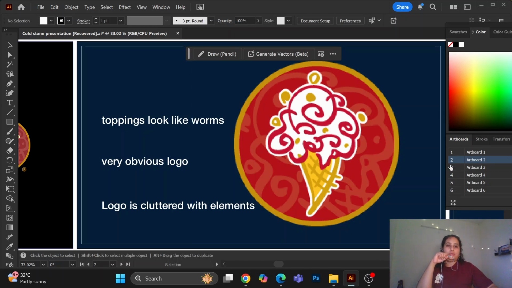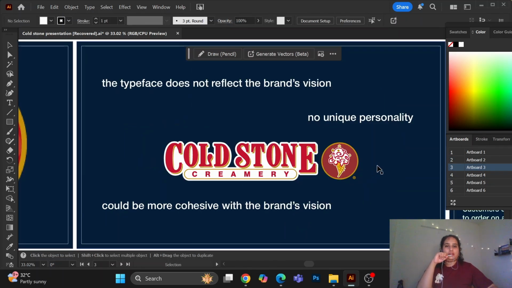Switching to the logotype, I don't hate it, but I think it can be more cohesive with the brand. As you understand the brand more, you'll get what I'm saying. It is actually giving a feeling of authority and authenticity. But still, I feel it can reflect more of Cold Stone's personality, and it does not have any unique personality according to me.